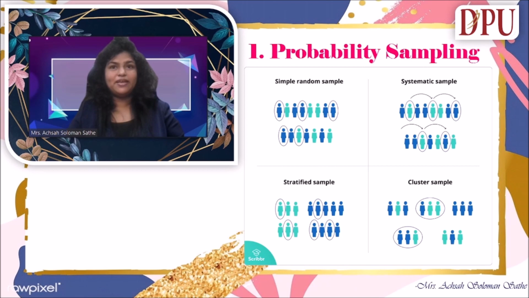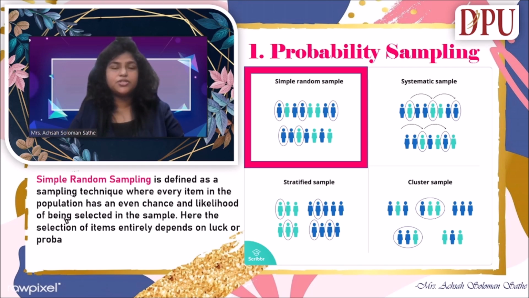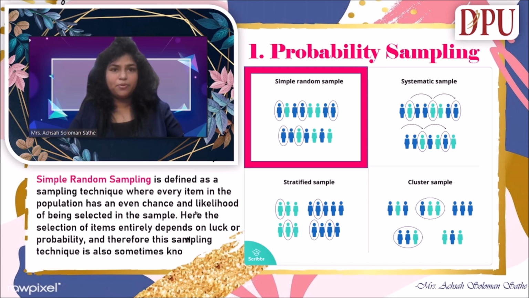What's probability sampling and the various types of it? Probability sampling. The first one, simple random sample. Simple random sampling is defined as a sampling technique where every item in the population has an even chance and likelihood of being selected in the sample. Here, the selection of items entirely depends on luck or probability, and therefore this sampling technique is also sometimes known as the method of chances. So, the researcher puts down the list of members that he wants to choose and he just picks them up at random, and that's why it's called just a simple random sample.